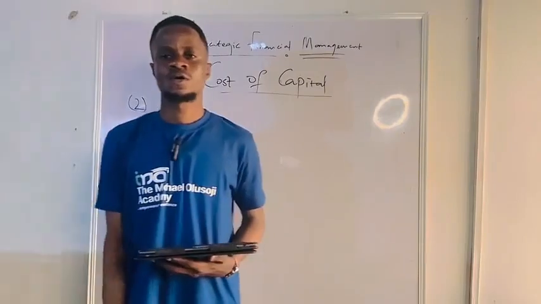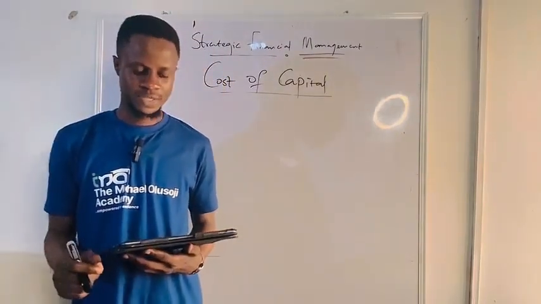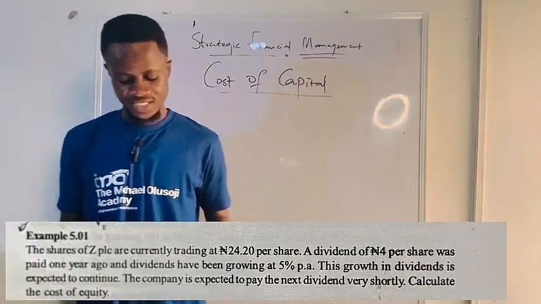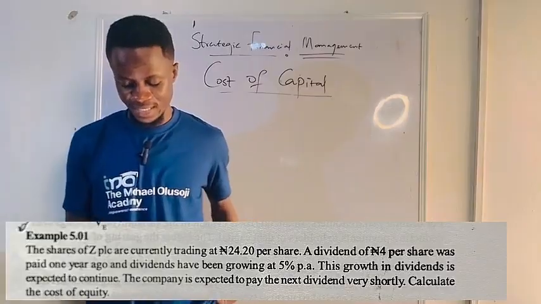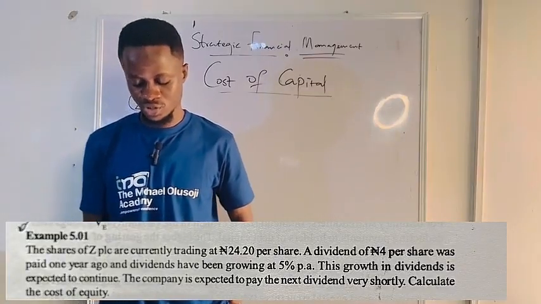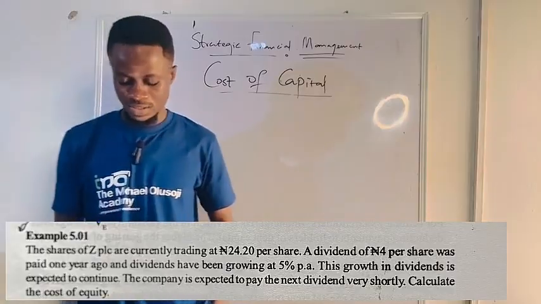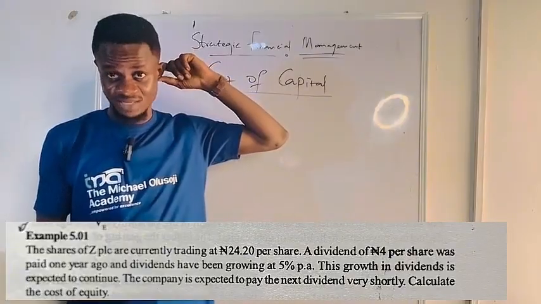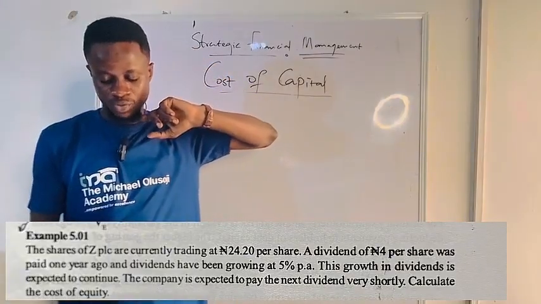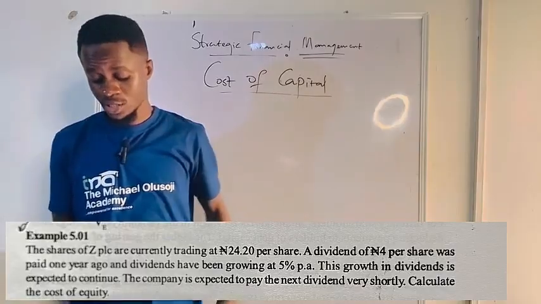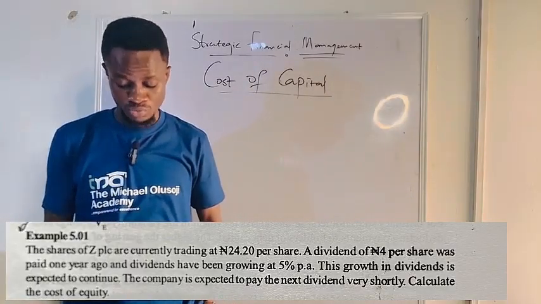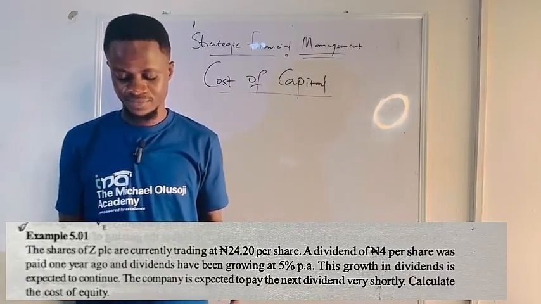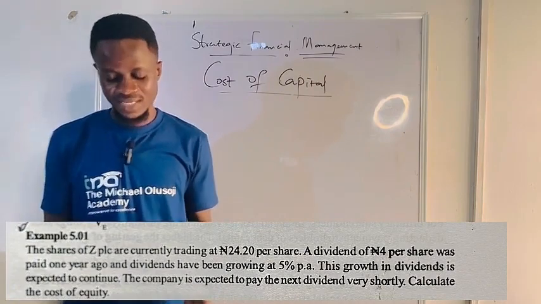Let's solve another question. All right, I want to solve another question using the dividend valuation method. The question says the shares of ZPLC are currently trading at 24.20 per share, and a dividend of 4 naira per share was paid 1 year ago. That is the base dividend, and it has been growing at 5%. That is the growth. The growth in dividend is expected to continue. The company is expected to pay the next dividend shortly. That will be the dividend for this year. Calculate the cost of equity.